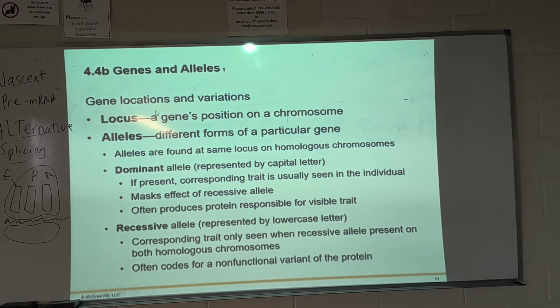You have the locus, which is a gene's position on the chromosome, and the alleles, you have a combination. You have a dominant allele and a recessive allele. If you have two dominant alleles, that makes you homozygous dominant. So you have the dominant trait. If you have two recessive, two small letters, that makes you homozygous recessive. If you have a mix, one dominant, one recessive, that makes you still dominant, but it's known as heterozygous dominant because it's a mixture.